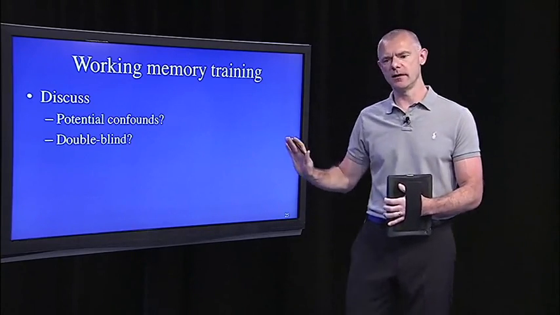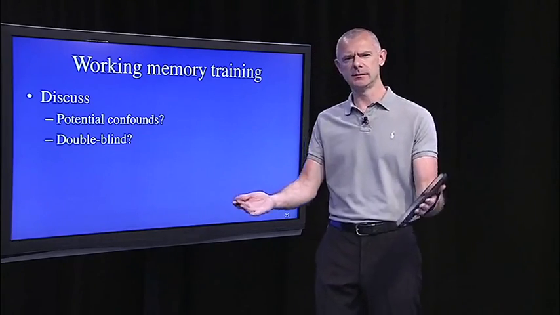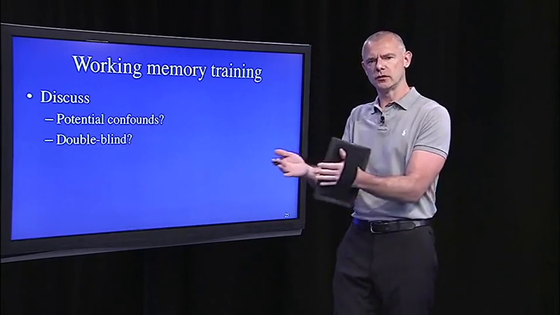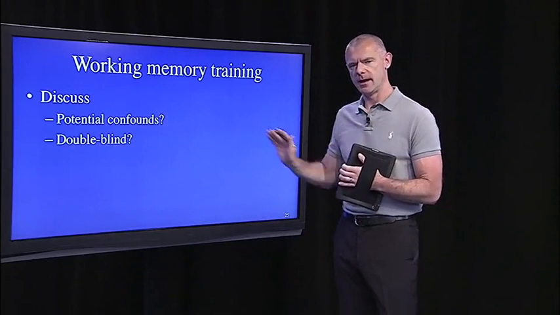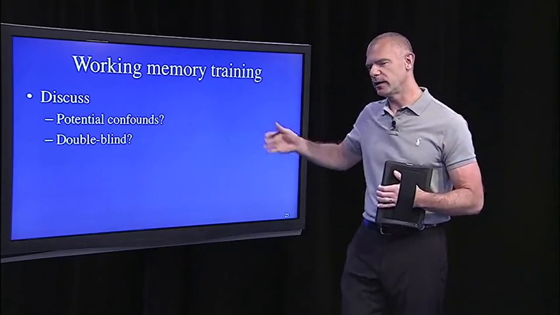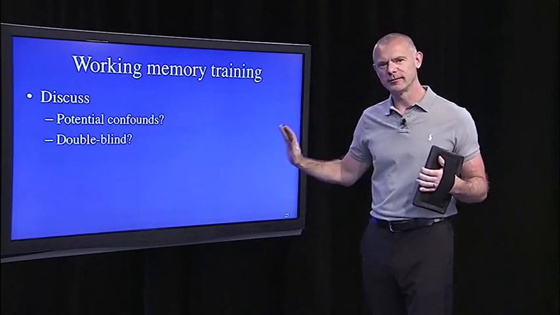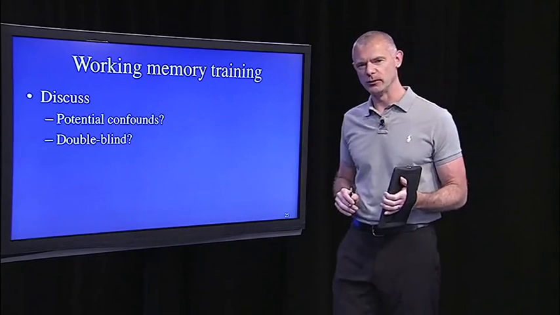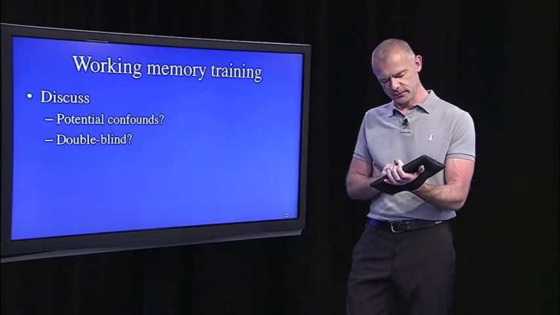It would be better if the experimenters who were administering the tasks didn't know who was in the control group, who was in the training group. That would have been a better design. And again, as of today, as I'm doing this in August of 2012, the jury is out on whether this working memory training stuff works in enhancing intelligence.